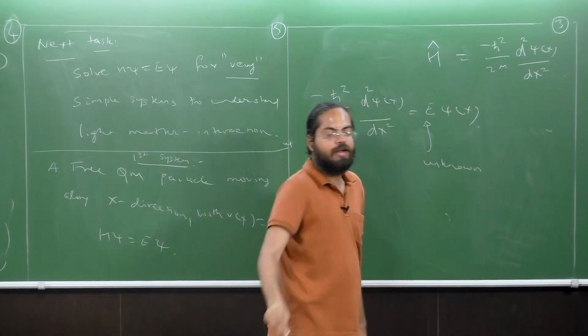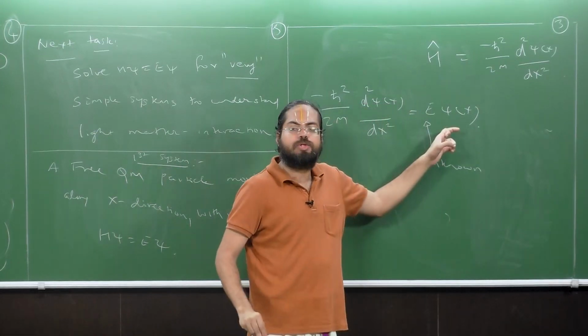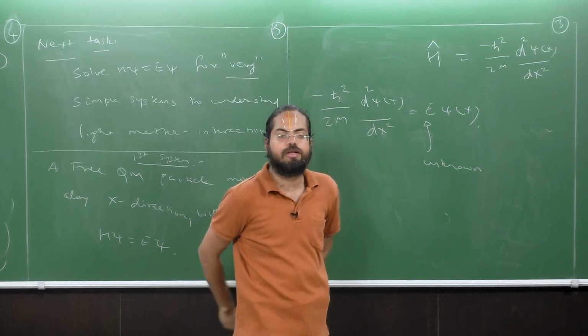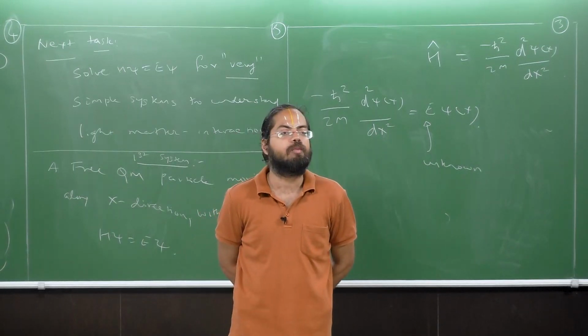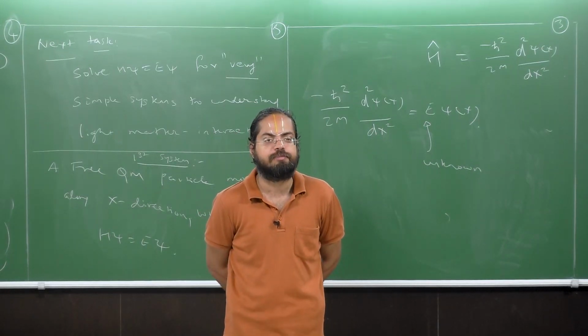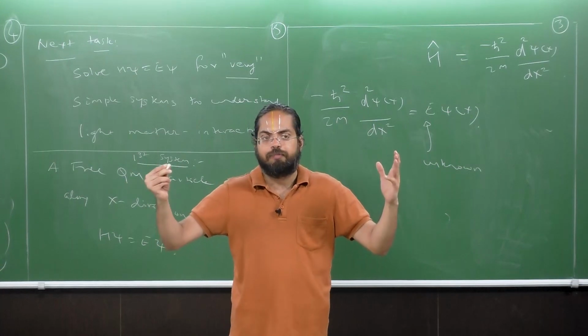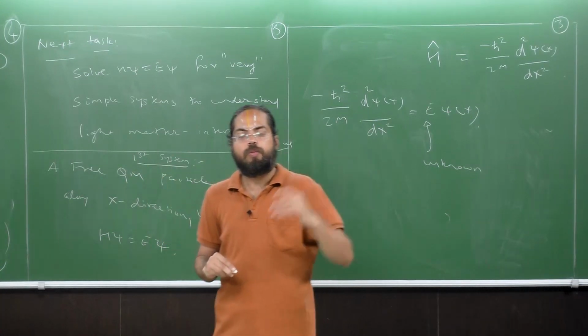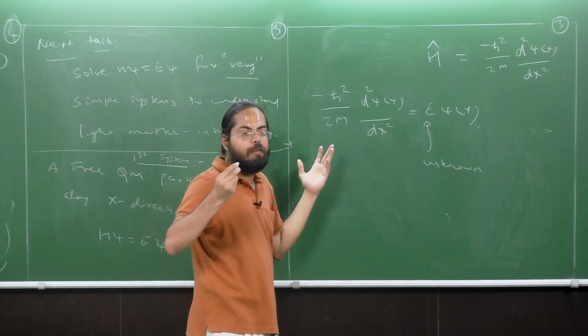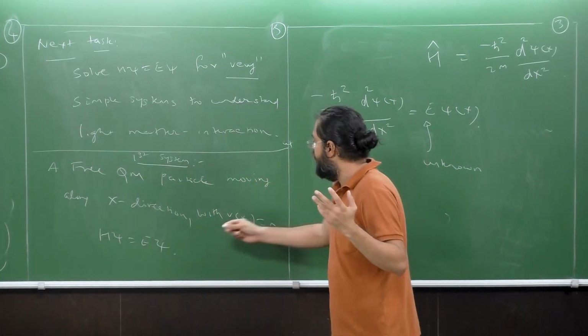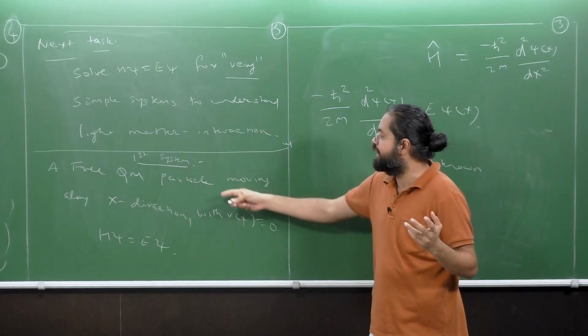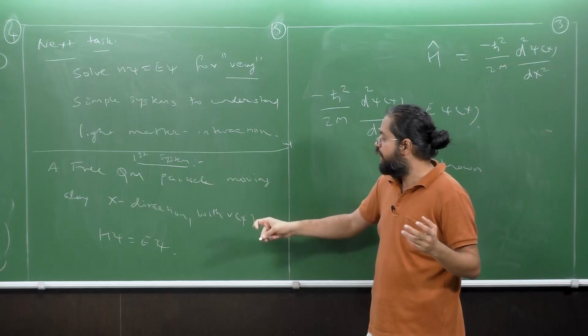But hey, wait. I said this is the unknown, but do we actually have any idea about the form of the wave function itself? Do we know anything about the form of the wave function here? We don't. Now, why do we not know? Because I haven't told you anything about the form of the wave function other than the fact that this is a quantum mechanical particle moving.